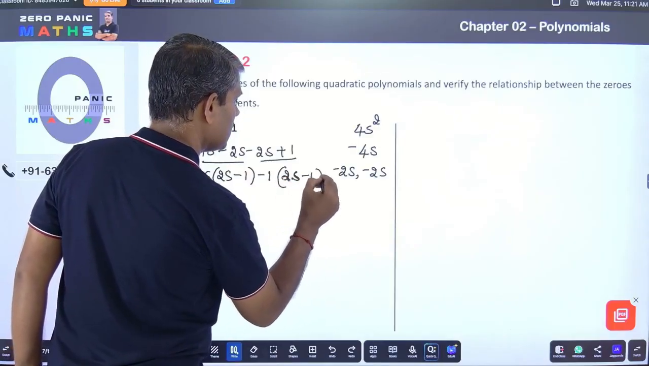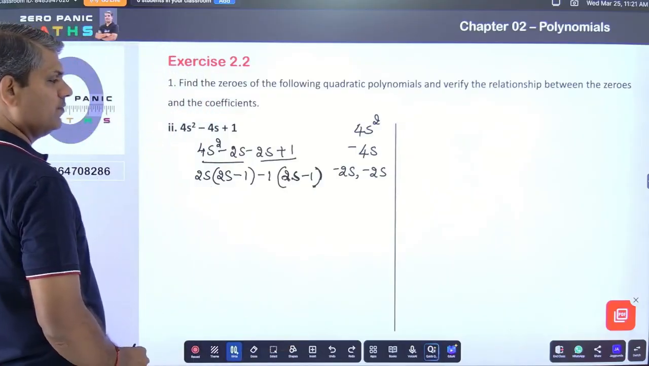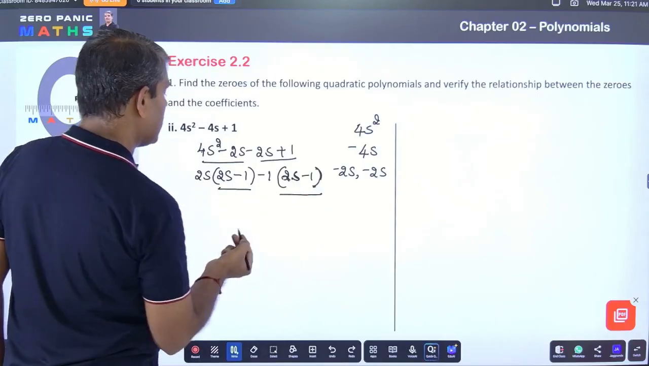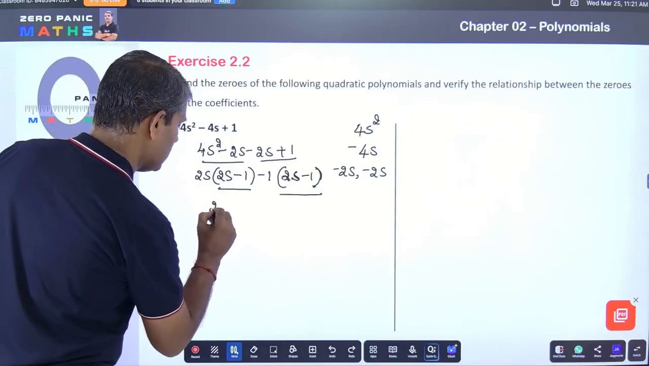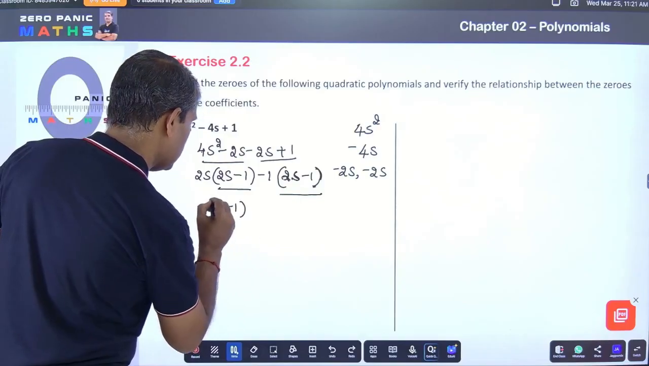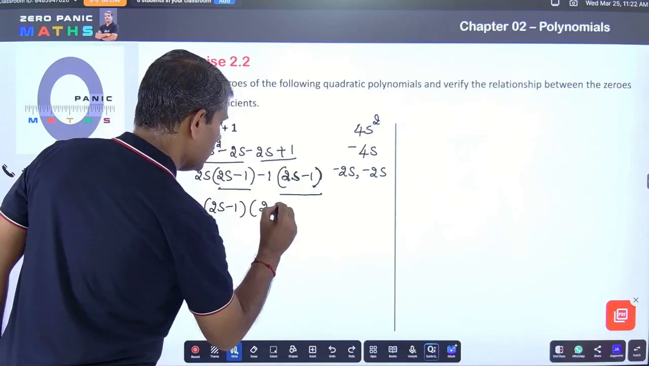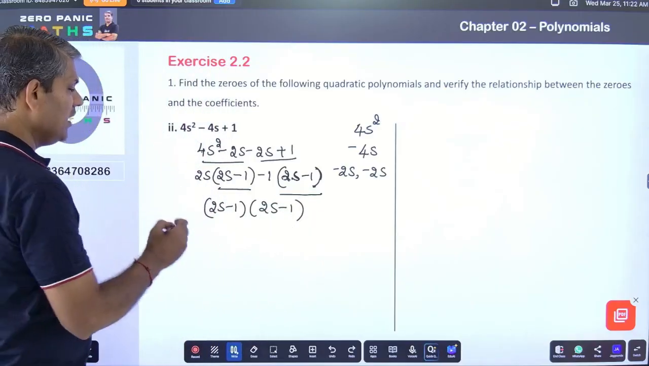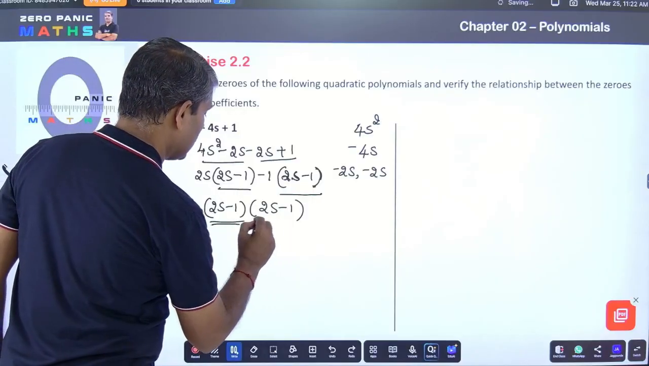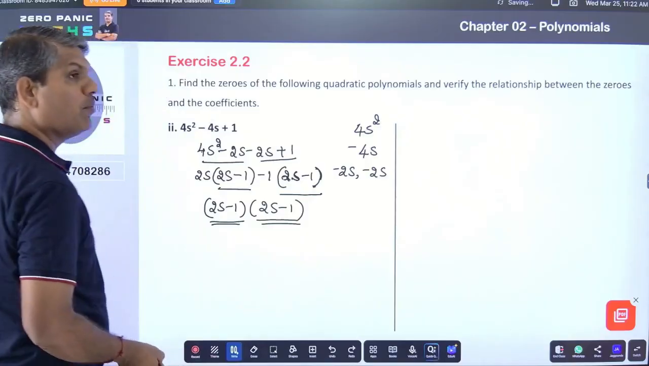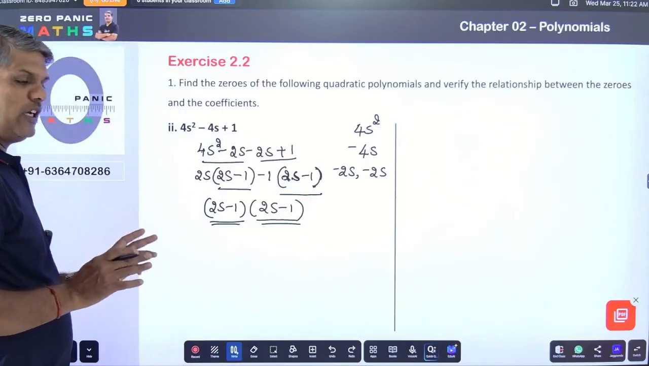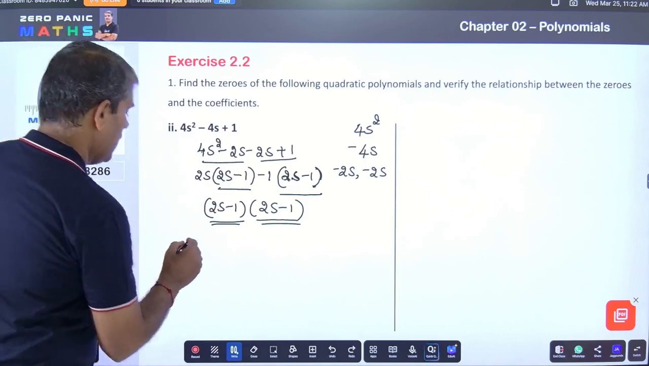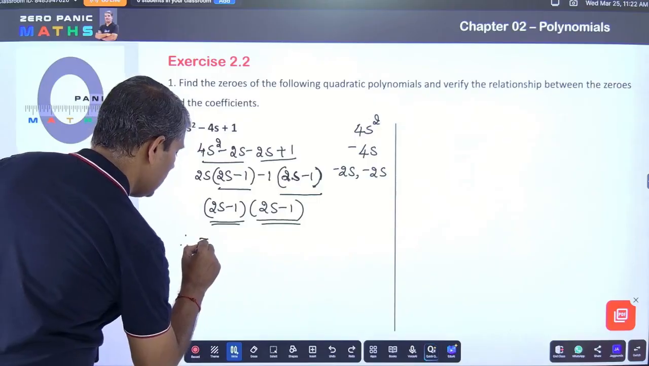2s minus 1. Fine. So again 2s minus 1, 2s minus 1, I will take it as common. Okay, 2s minus 1, and what remains inside? That is 2s minus 1. Here if you observe one important thing, both the zeros are equal only. There are two zeros, but those are two equal zeros.